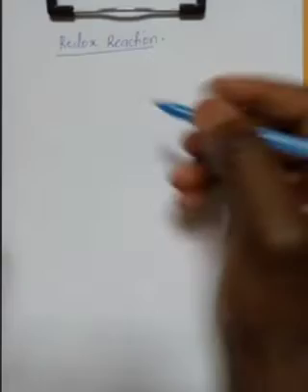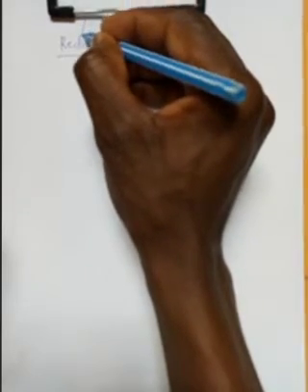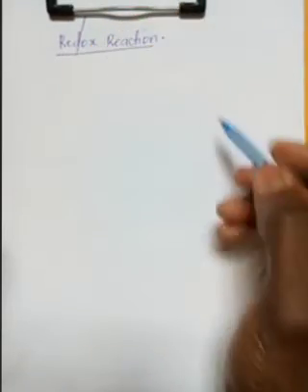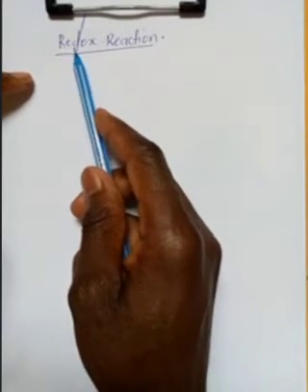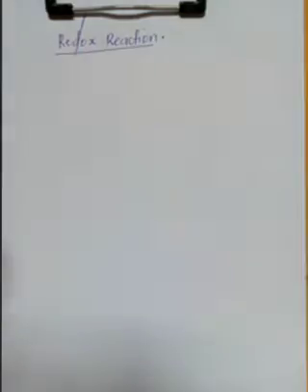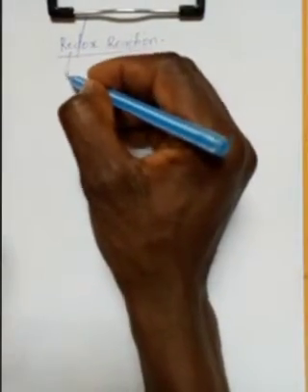Redox reaction. What exactly is a redox reaction? This reaction is divided into two different types of reactions. The first part, you cut it from here. What does it mean? This means that the part written as "red" comes from the word reduction.